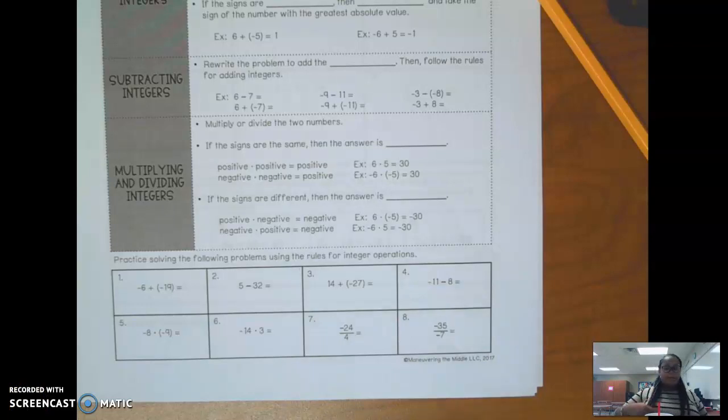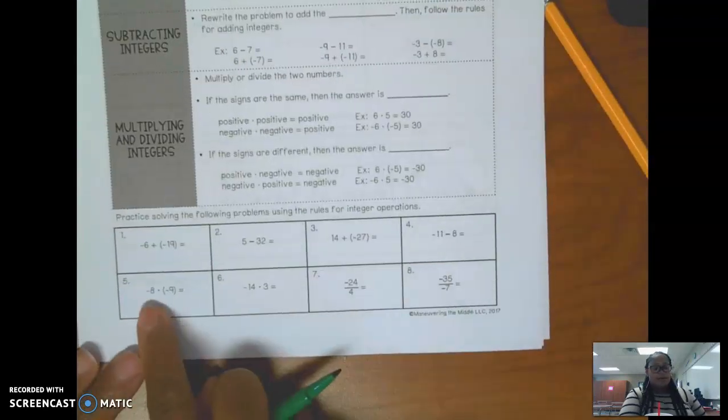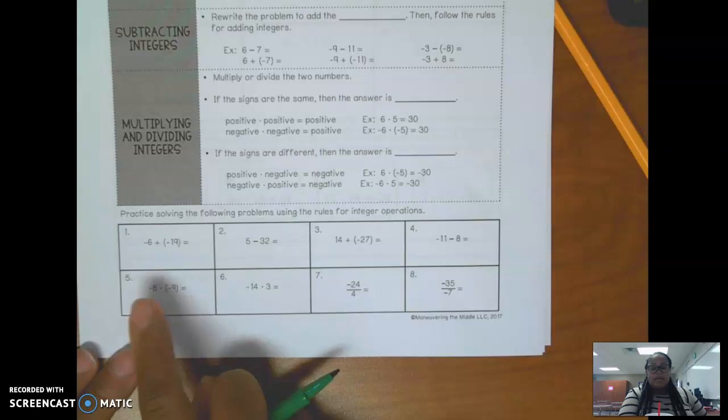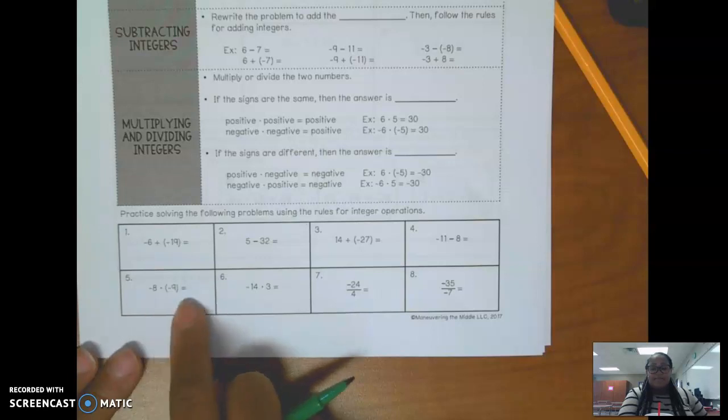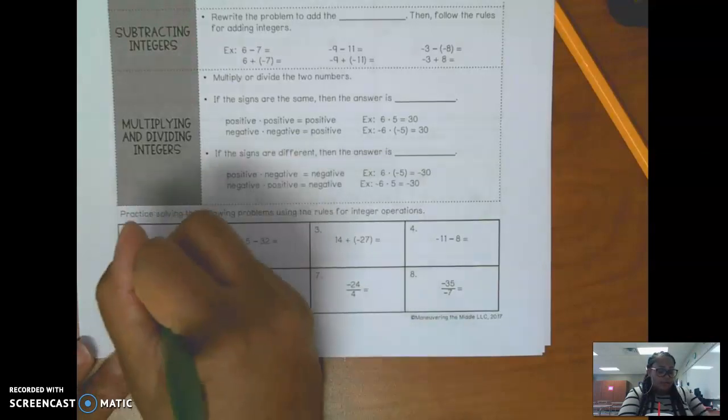All right, we're going to wrap up our notes from solving two-step equations with rational numbers. Down at the bottom, the last question that I left off on was -8 times -9. They have the same sign, so I'm going to have a positive answer, and I'm going to multiply 8 by 9, which is going to be 72.